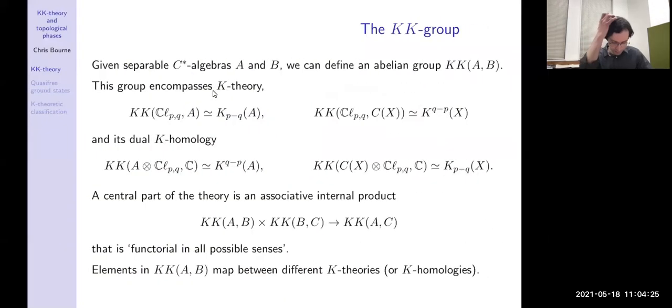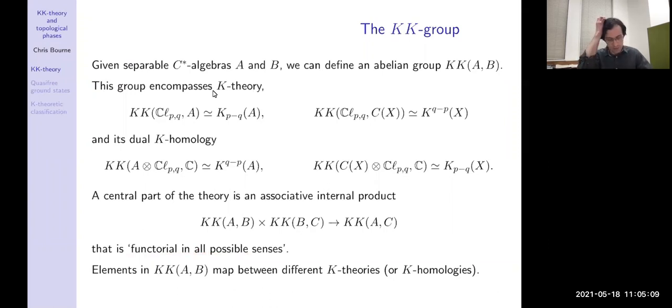So, as was alluded to yesterday, what's really central and powerful about this theory is this associative internal product structure, which I'm not actually going to use today, but it seems remiss to not at least briefly mention it, where if I have an element in KK(A,B) and an element in KK(B,C), then I can cut out this middle variable and I spit out something in KK(A,C). And this product is, as Blackadder says, functorial in all possible senses.